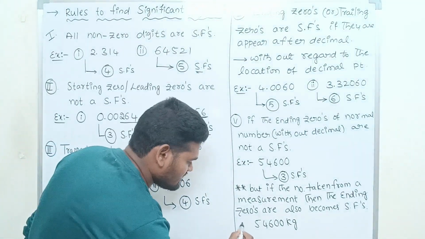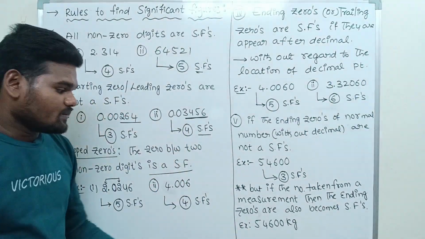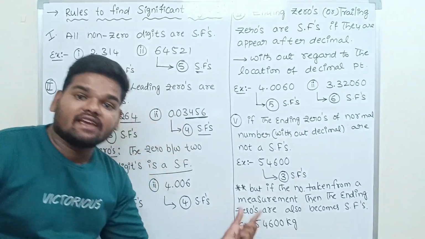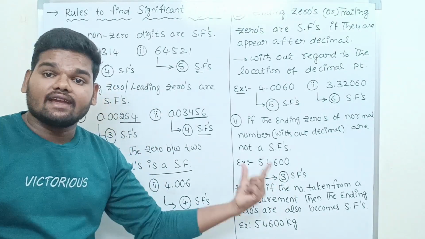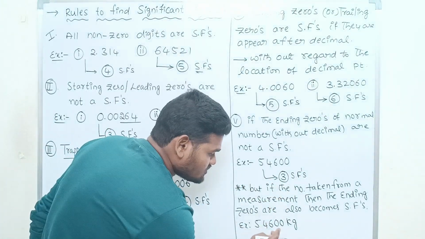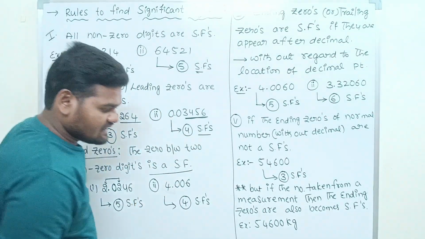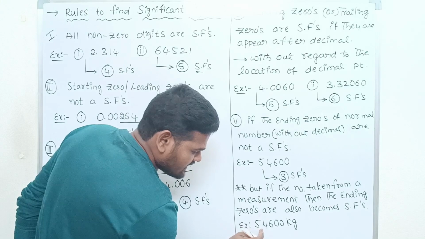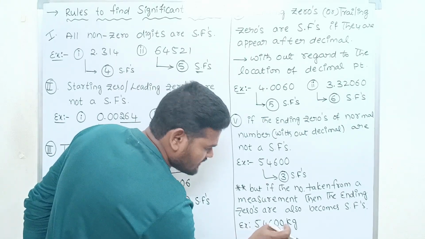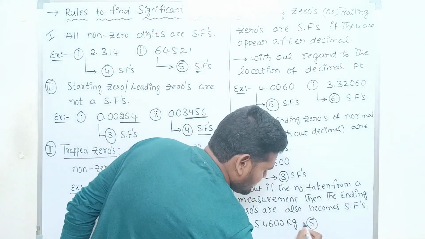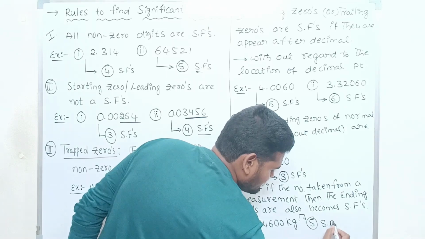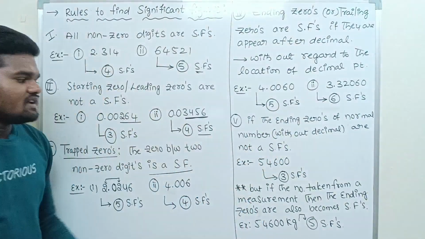54600 kgs. Example. So now this number is taken from the measurement. Then these two ending zeros are also significant figures. Therefore, now this number has 1, 2, 3, 4, 5. It has 5 significant figures.